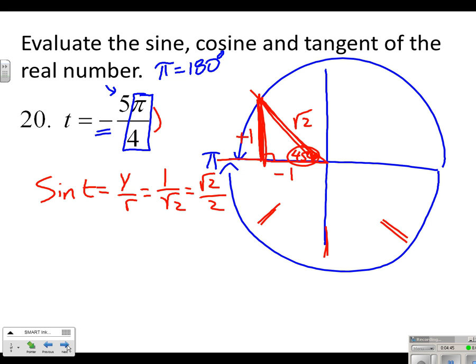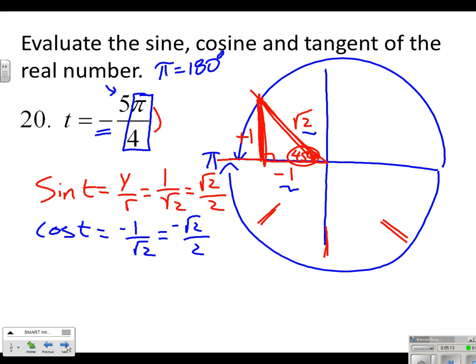Cosine. For cosine of t, we get to the same place, but now we're looking for our x value on our r value: x on r, negative 1 on root 2, or if you're compelled, negative root 2 on 2, rationalized.